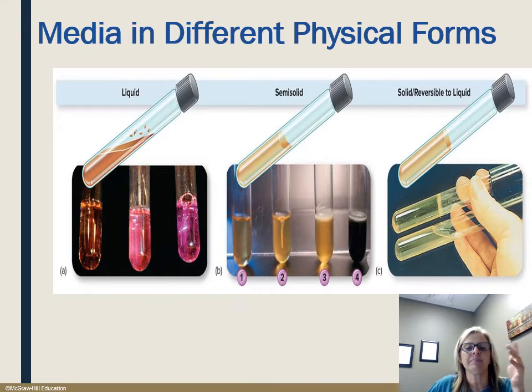So here are some examples of these different types of media, okay? Liquid, semi-solid, and the solid reversible to liquid. Liquid, you can see growth, remember, as cloudy or sometimes flakes that settle down to the bottom, which we would call a precipitate. These tubes here on the left in A have urea broth, and their purpose here is to see if the enzyme can digest urea, okay?